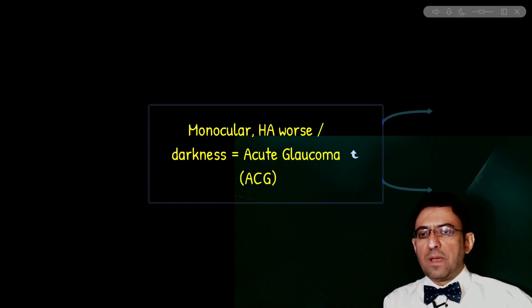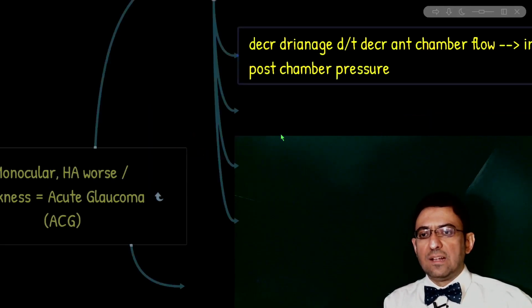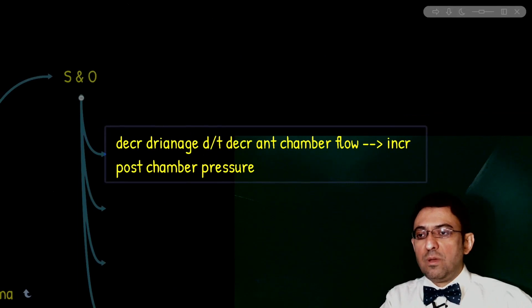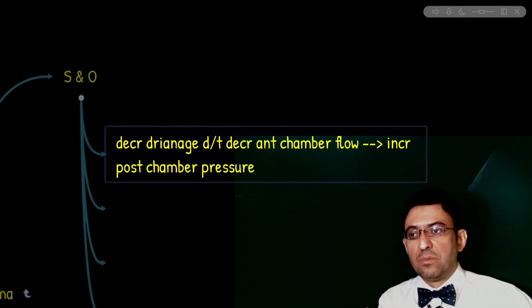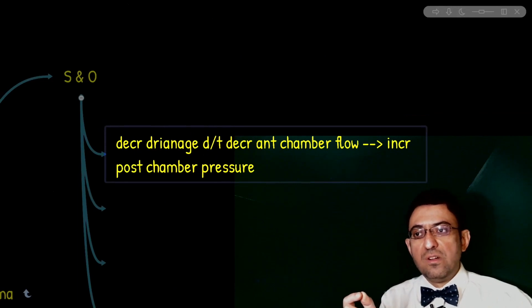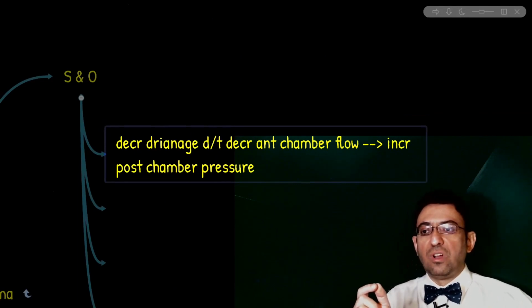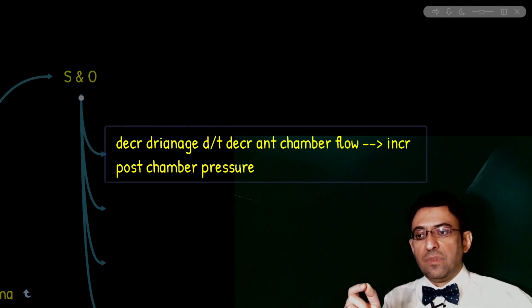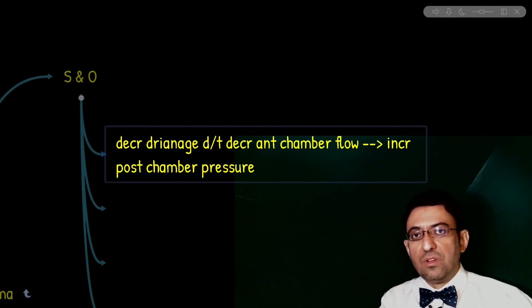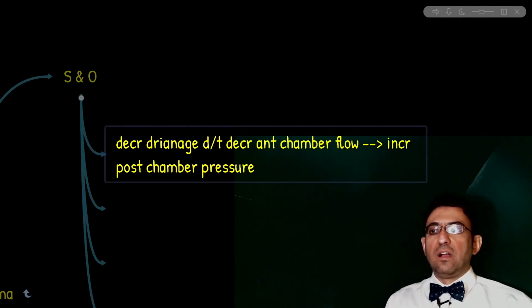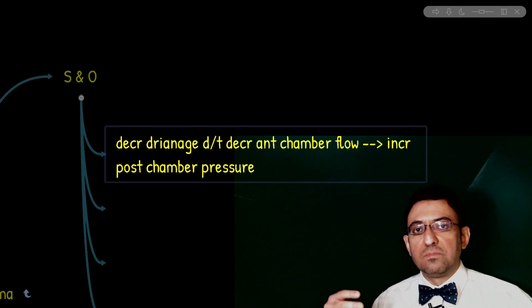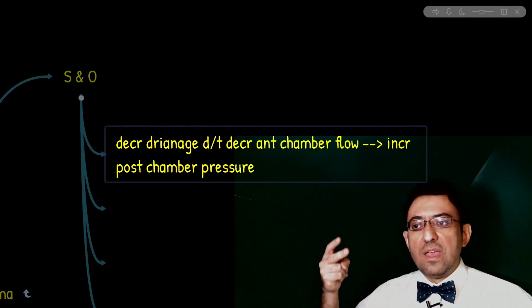What is the pathophysiology of acute angle closure glaucoma? Remember, decreased drainage in the anterior chamber, which means decreased overall flow of the aqueous humor, would result in buildup of aqueous humor in the posterior chamber, and that would result in reduction of the iridocorneal angle. Now, understanding it requires having a clear idea of how the aqueous humor moves.